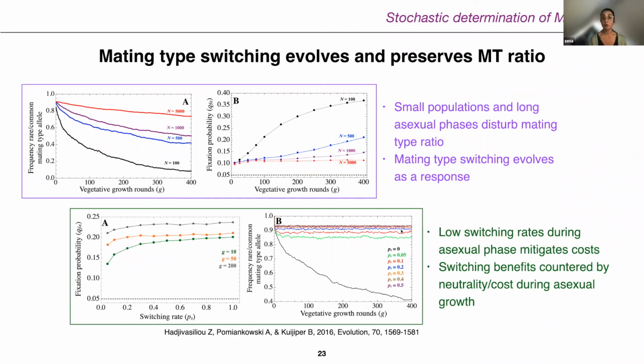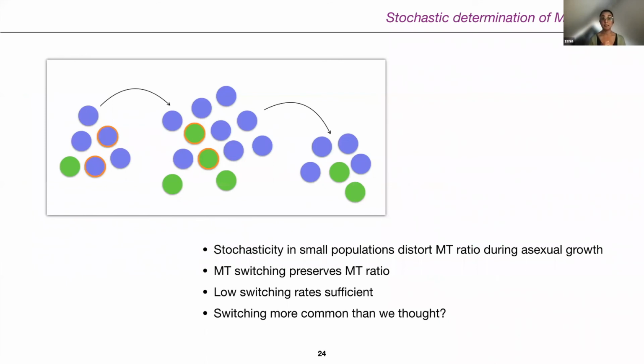The switching rate is expected to be higher, and it has indeed been observed to be 25% in those cases. But I would argue that in other species that are consistently in larger populations, perhaps we need to look in more detail to see this experimentally. So in summary, stochasticity in small or sparse populations can distort the mating type ratio during vegetative growth, and low levels of mating type switching can be enough to mitigate this issue. This suggests that mating type switching may be more frequent than we thought, as it has only been observed in a handful of species explicitly or directly.